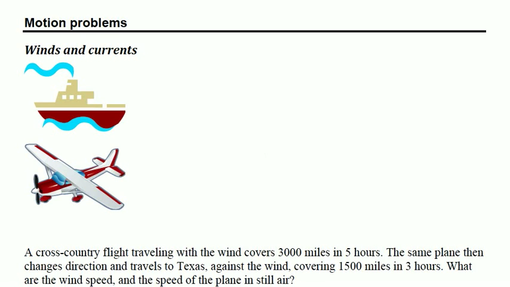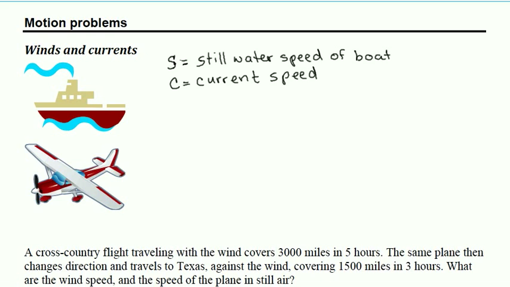Motion problems, winds and currents. These kinds of situations show up often enough that we're just going to introduce both of them here and do one example. So currents, in our first example, we're looking at a boat, and there's some sort of hypothetical still water speed that we're going to refer to as S.